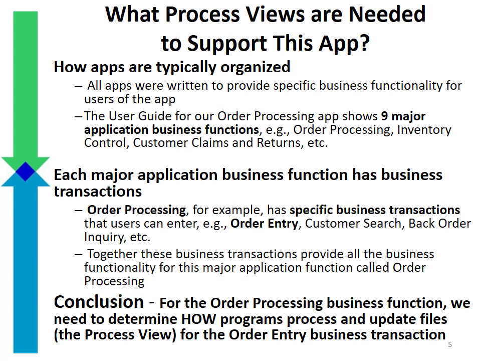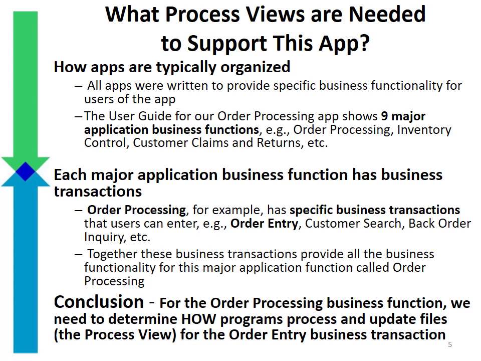What process views are needed to support this app? Let's first look at how apps are typically organized. Well, we know that all apps were written to provide specific business functionality for users of the application. Looking at the user's guide for our order processing application, there are 9 major business functions that this application provides. For example, order processing, inventory control, customer claims, and returns. Each major application business function, like order processing, for example, is broken down into specific business transactions that users can enter, like order entry, customer search, and backorder inquiry. Together, these business transactions provide all the business functionality for this major business function called order processing.